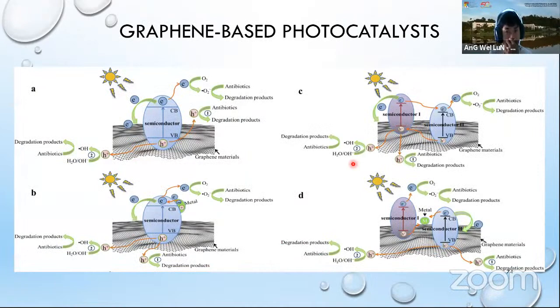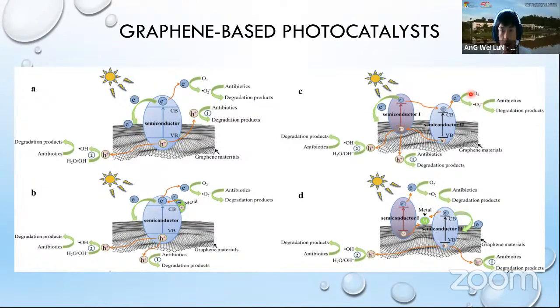Here are some examples of how graphene oxide can be incorporated. You can directly decorate the photocatalyst on top of the graphene oxide, or you can have doping. With doping, you dope the semiconductor and then decorate it on the graphene oxide materials. Or you can have two semiconductors. When you have two semiconductors, the movement of the electron will be somehow changed, somehow modified.